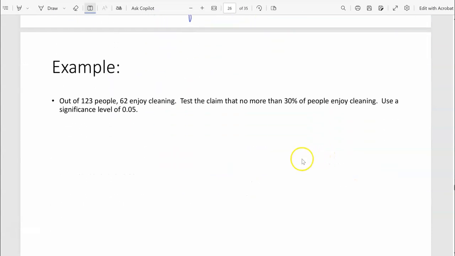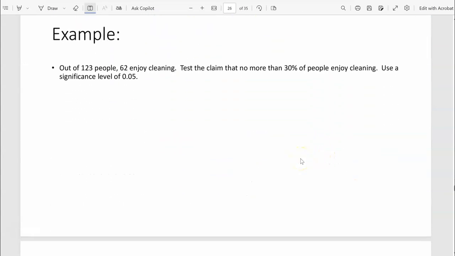And we're going to look at one more. Out of 123 people, 62 enjoy cleaning. Test a claim that no more than 30% of people enjoy cleaning. And we are going to use a 0.05 significance level.